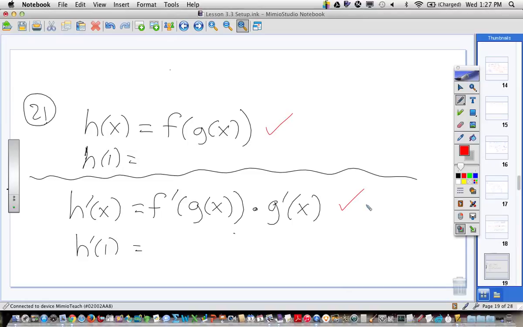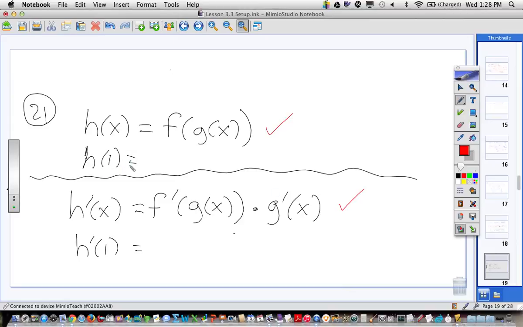My theory on some things is write down what you need to. If it's worth points, and we've talked about it over and over, you sure need to write it down. But if you're having trouble getting it one way, then try something different. I think writing it down really helps. So here's h of x, you're given that. Here's h prime of x.